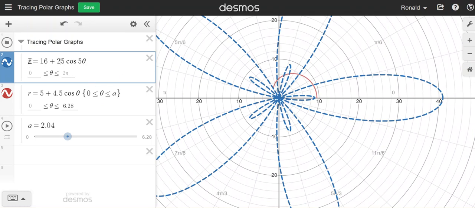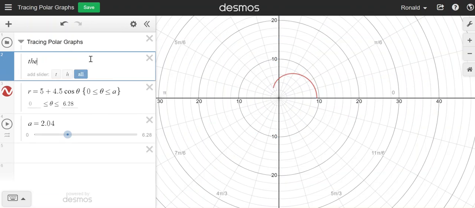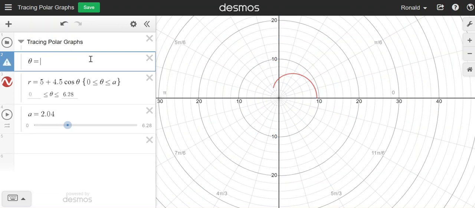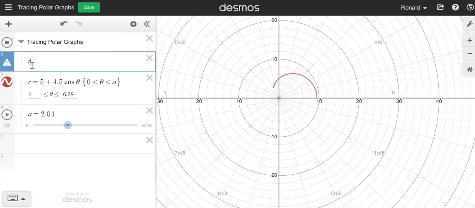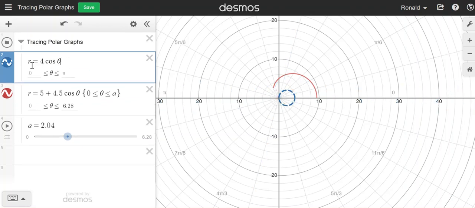And of course, we can also, if we wanted to, let's make this theta equals, let's do pi divided by 2. Oh, it doesn't like that. Okay, I guess it won't do theta divided by, I thought it would. So we'll just stick with, in terms of r, r equals 4 cosine theta. There we go. So now we have a circle.